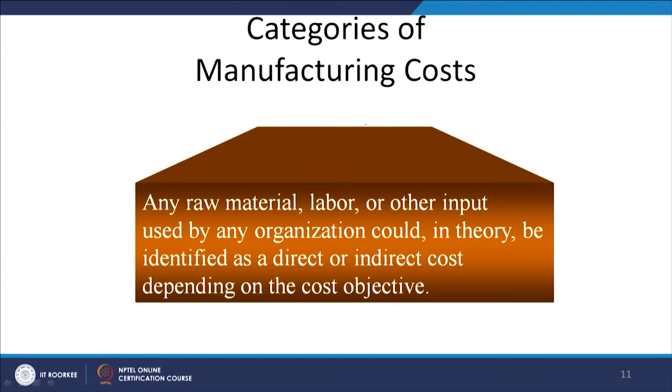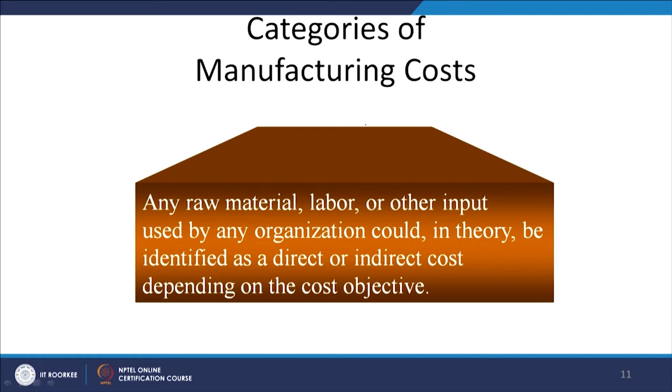So, we should be able to distinguish that. Now, the categories of the manufacturing costs. What are the different categories of manufacturing costs? Any raw material, labor or other inputs used by any organization could in theory be identified as direct or indirect cost depending upon the cost object.